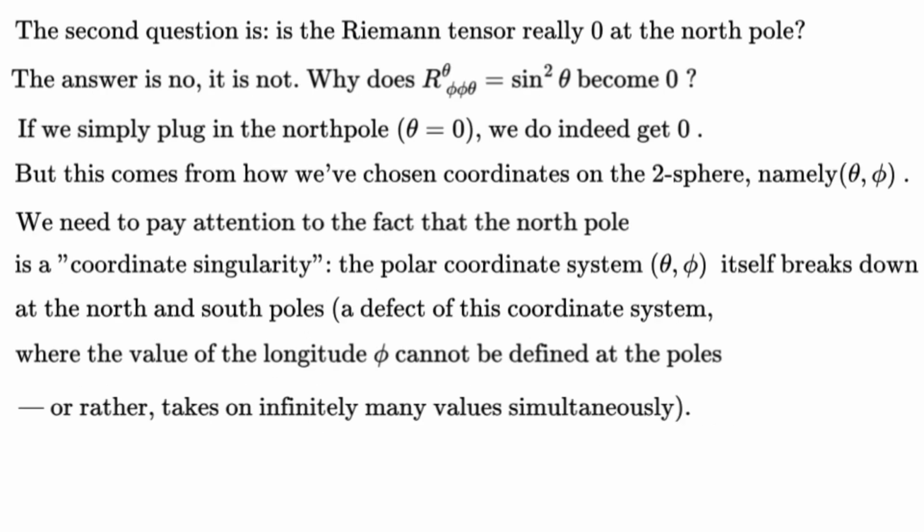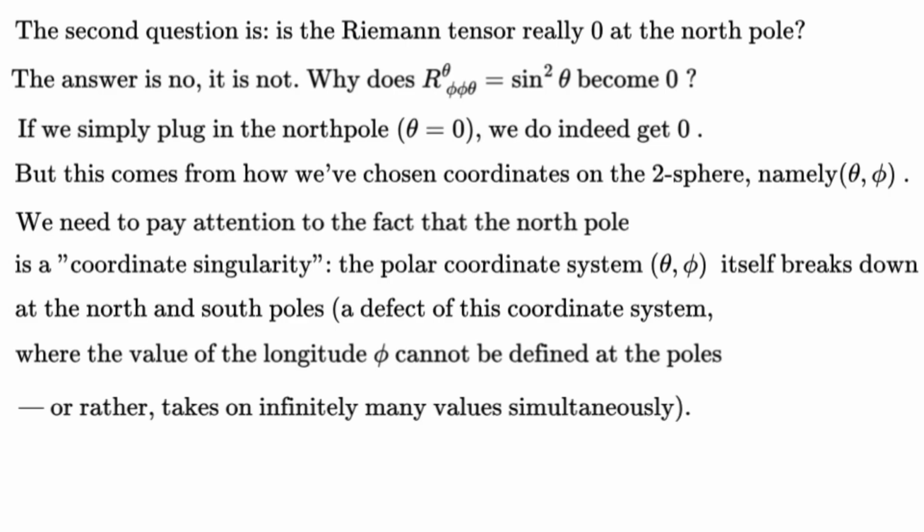The second question: is the Riemann tensor really 0 at the North Pole? The answer is no, it is not. Why does R theta phi phi theta equals sine squared theta become 0? If we simply plug in the North Pole, theta equals 0, we do indeed get 0. But this comes from how we've chosen coordinates on the two-sphere, namely, theta, phi.